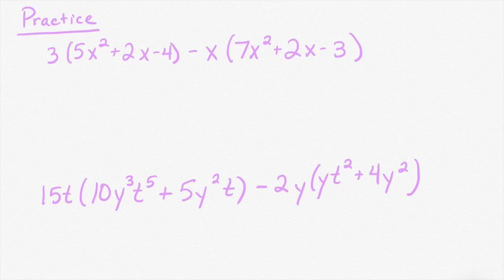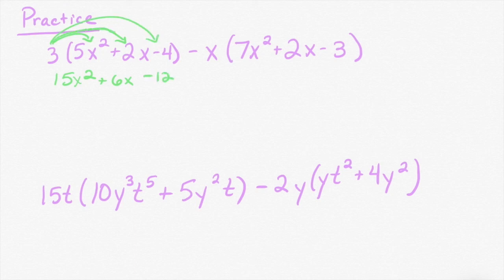So I know we're still working on the second one, but let's take a look at the first one. So this would be 15x squared, and then 6x, and then minus 12. I saw mostly correct answers on that one.